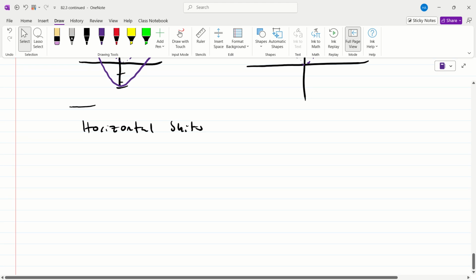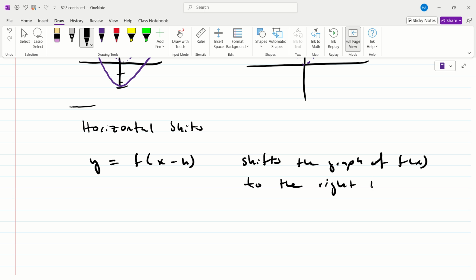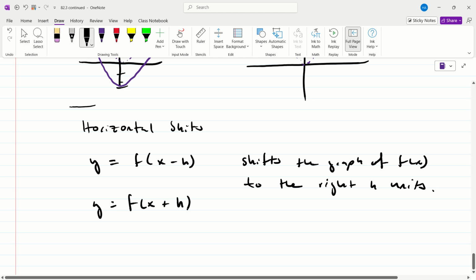Given the graph of f of x, the structure y equals f of x minus h is going to take the graph of f of x and shift it to the right h units. And similarly, y equals f of x plus h will shift the graph to the left h units.